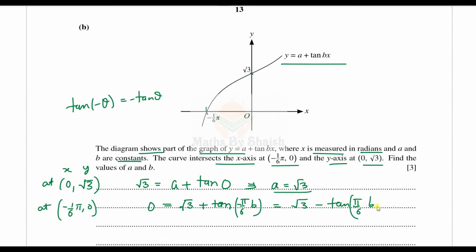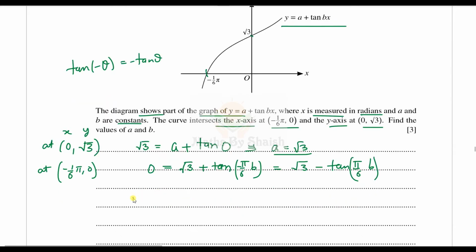So it's together as an angle, and hence if we transfer it, we will get tan b pi over 6 is equal to root 3, and we know that root 3 is the value of tan pi by 3, and hence if we compare, we'll get b pi over 6 is equal to pi over 3, which will be cancelled, and we will get b is equal to 2.